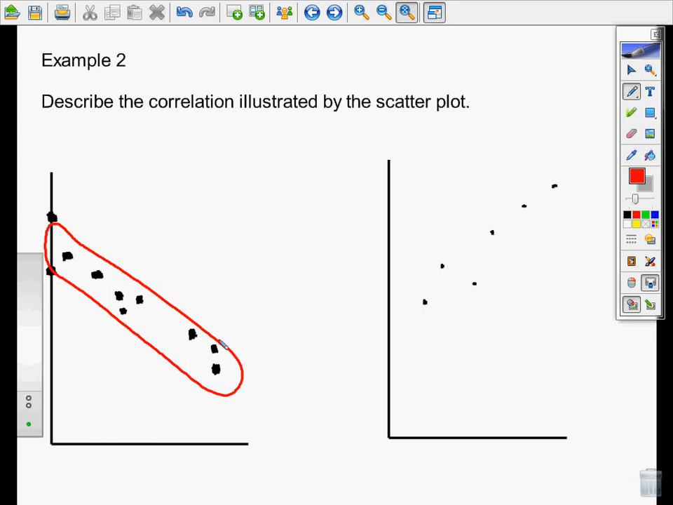So it's one of those 3. It's either positive, negative, or none. There's no correlation at all. What do you think it is? Write it down right above that graph. See what you think, and then I'll get on here in about 10 seconds and see if we agree.